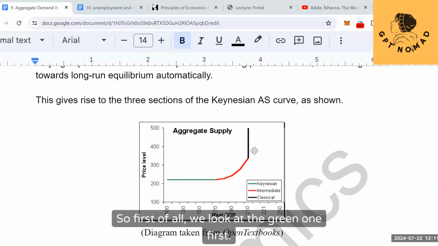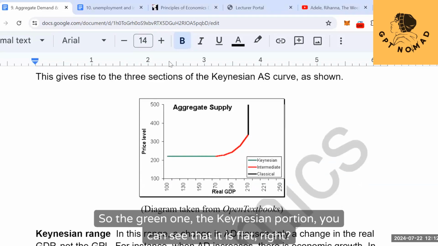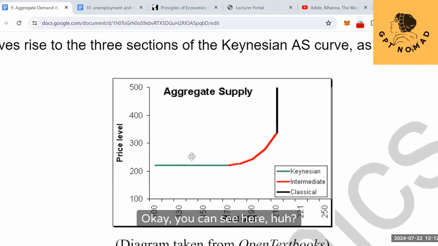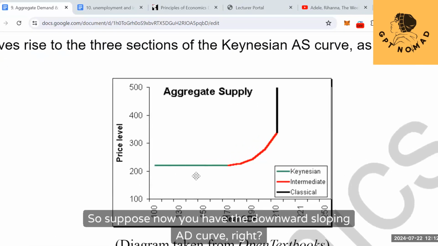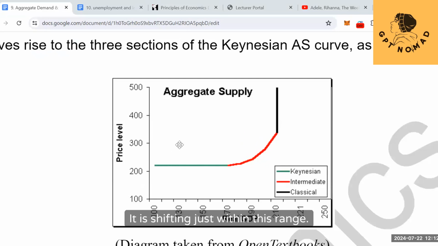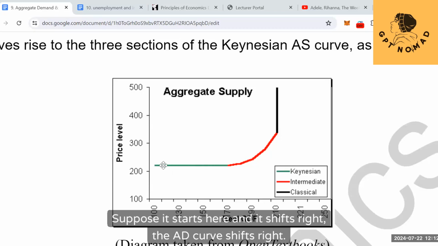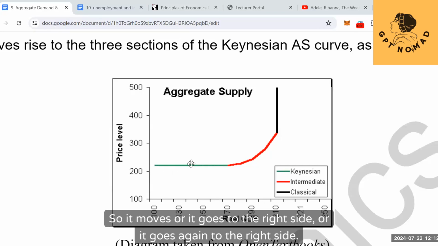All right. So first of all, we'll look at the green one first. So the green one, the Keynesian portion, you can see that it is flat. Okay, so it's flat. So suppose now you have the downward sloping AD curve. It is shifting just within this range. If you can see my mouse, suppose it starts here and it shifts right. The AD curve shifts right. So it goes to the right side, or it goes again to the right side.